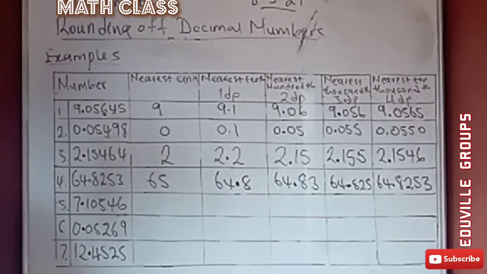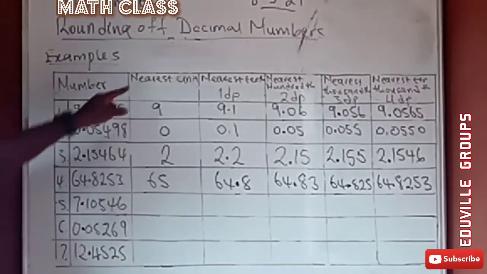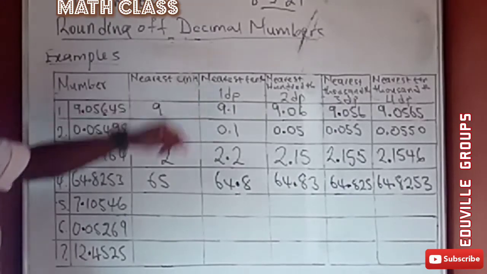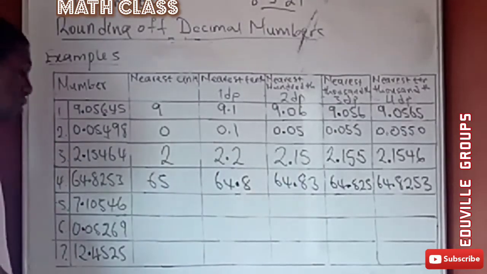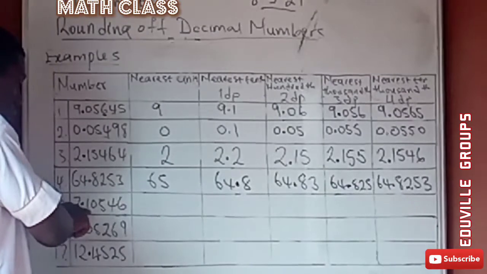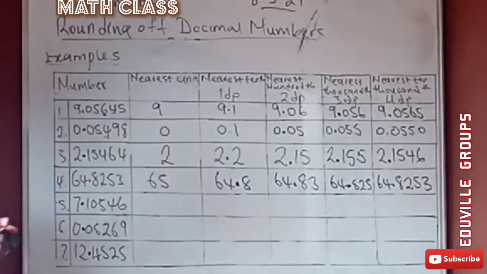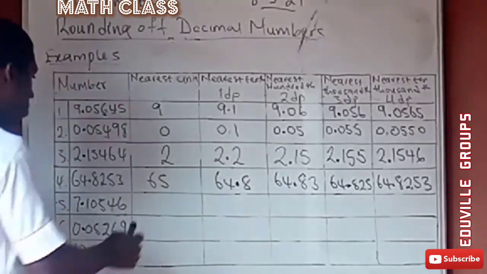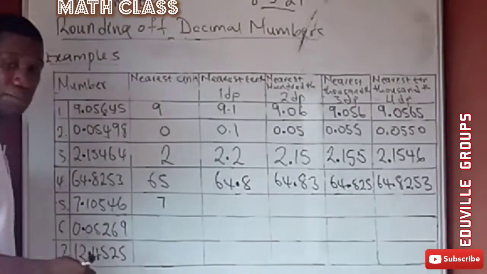Is it clear? Yes. Now coming to this one, we have 7.10546. And in the first column, we are rounding to the nearest what? Unit. So our answer is going to be what? 7. And 7 because the next number is not up to what? 5. Next number is 1. Therefore, answer is going to be 7 again.